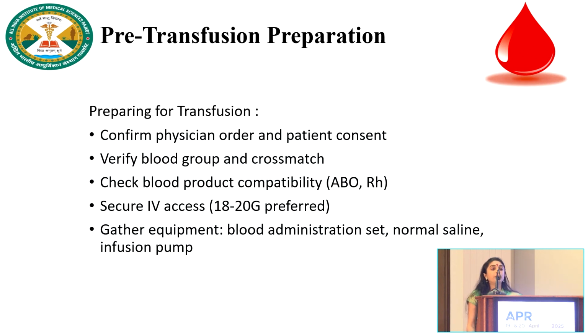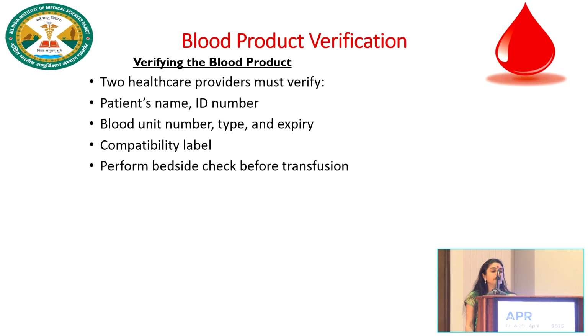So how do we prepare our patient for transfusion? Physician order and patient consent. First and foremost, the patient consent taken on day 1 stays valid for 7 days. Most of us will know this. We will be verifying the patient blood group and the cross-matching slip, blood grouping compatibility as far as ABO and Rh is concerned. IV access has to be secured, 18 to 20 gauge is preferred. Specific equipment like a blood administration set, normal saline and an infusion pump are the prerequisites.